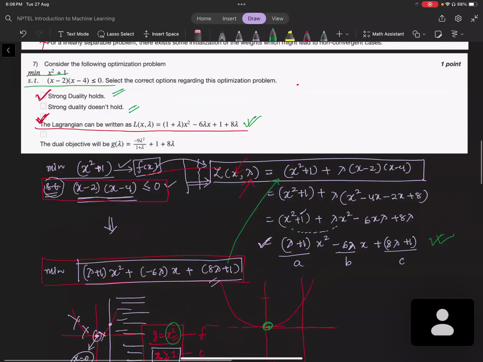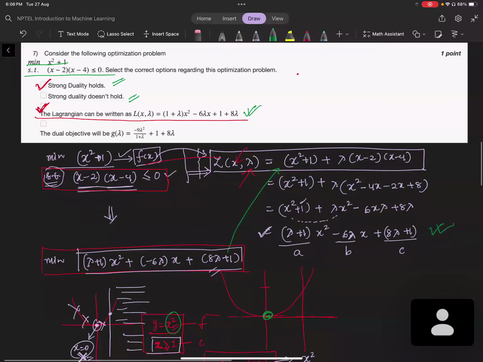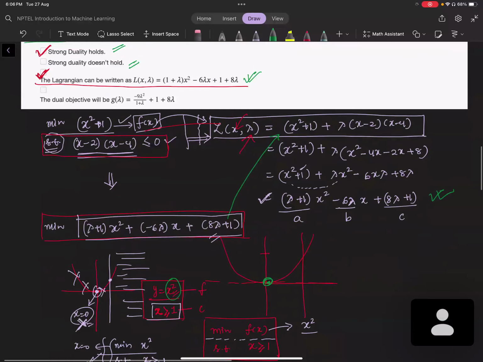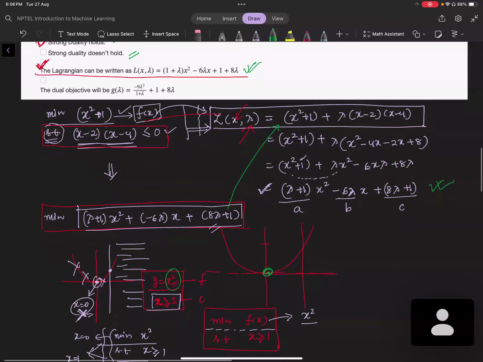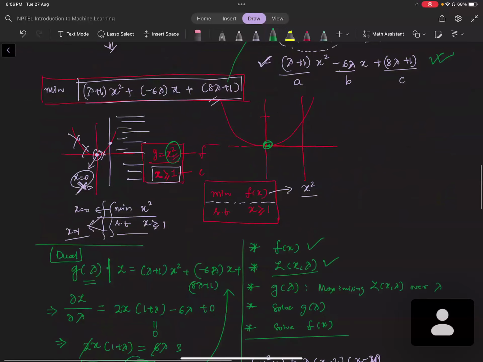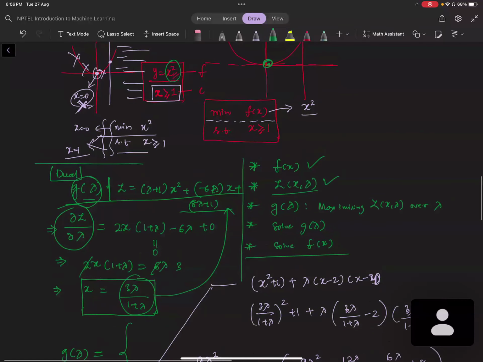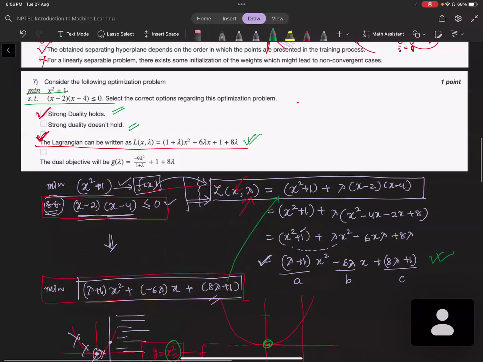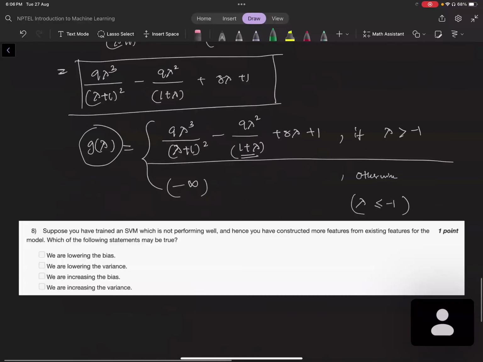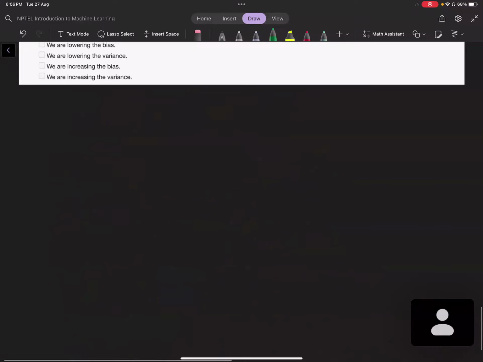Next thing was to check if the problem holds strong duality or not. So we had to do this ∂L/∂λ, and this is the g of lambda, the dual problem. We have to find ∂L/∂λ and maximize it, and put the results in the equation, and if it satisfies, then it is strong duality. So let me write the g of lambda.